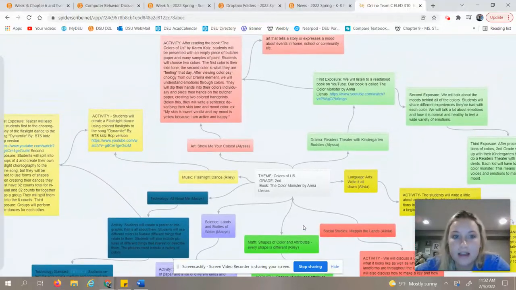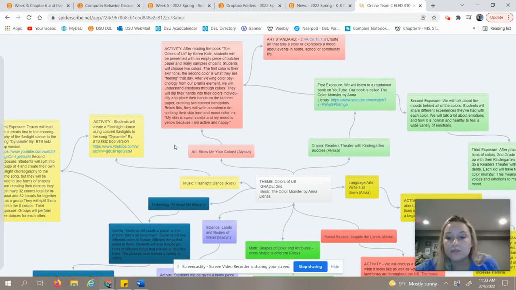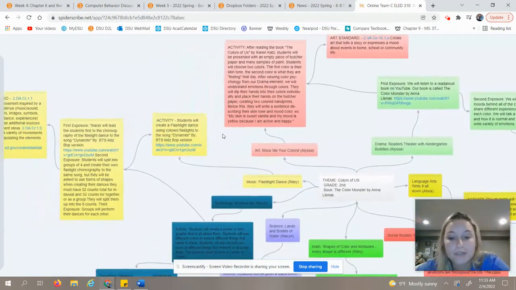All right, so we have our Unit 1 section, and our theme for this section is Colors of Us. We have second grade, and the books we are using are The Color Monster by Anna Llenas. And then we implemented another book in our art activity, and that book is called Colors of Us by Karen Katz. So the two sections that I had were music and math.